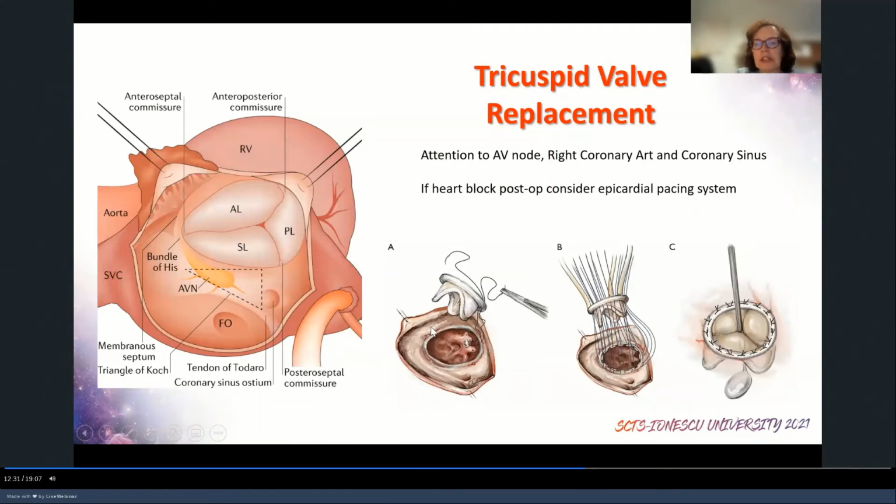Both for the tricuspid repair and replacement, it is important to have a good understanding of the cardiac anatomy, because particularly the AV node, the coronary sinus, and the right coronary artery are at risk of injury. And if there is heart block post-op, it is useful to consider an epicardial pacing system, so there is no risk of injury to the tricuspid valve from the endocardial pacing lead.